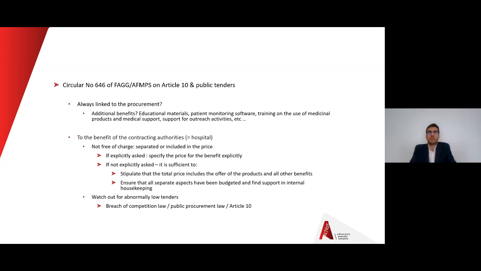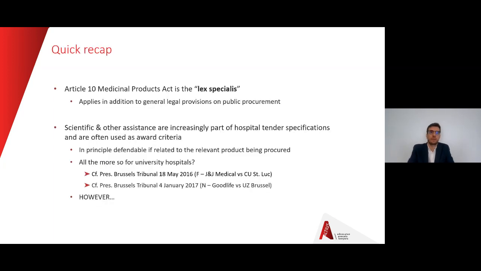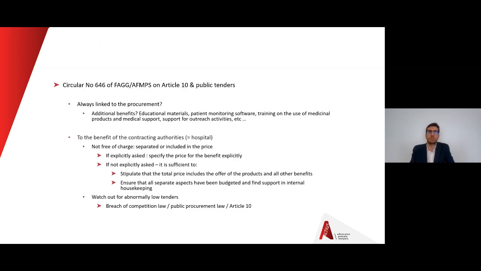So, additional benefits. The first criterion, or the first question, is: is it linked to the public procurement? That's a bit what I said before also, this essential condition: it has to relate to the relevant product being procured. So what about additional benefits, educational materials, patient monitoring or software, support for research, and support for how to use medicinal products or medical support? You have to really look into what is being requested and ensure that you can tie it to these benefits, tie it to what is being requested.